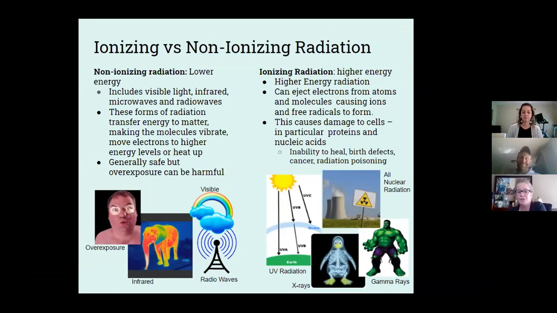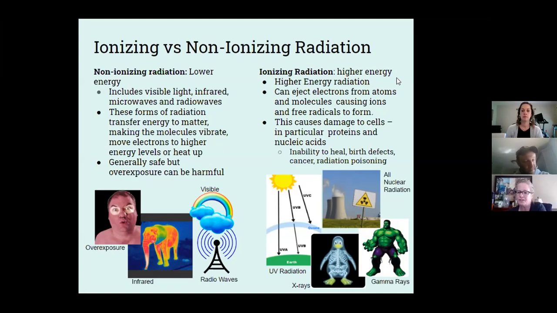All right, so first we're going to talk about the difference between ionizing and non-ionizing radiation. Non-ionizing is the lower energy radiation, so it's going to cause less damage. And you're going to recognize these. That's visible light, infrared, microwaves, and radio waves. All right, so they can give energy to molecules. They make them vibrate. Electrons can jump to higher energy levels, but they don't cause a lot of damage unless you have overexposure.